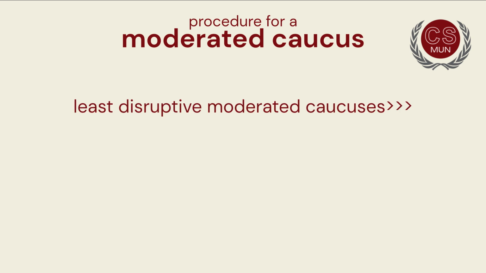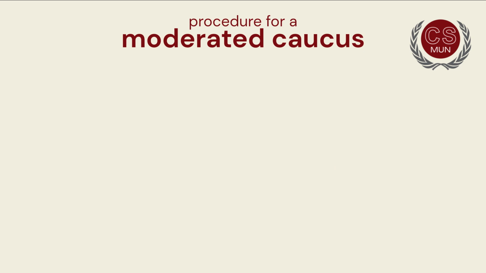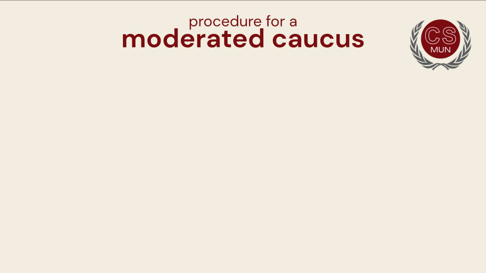While voting on moderated caucuses, the chair will give priority to the least disruptive ones. That is, the ones with the lowest time for each speaker. You might want to pause here and understand how to propose the motion for a moderated caucus before moving on. Great. Now we know how to propose a moderated caucus. But what do you say in your moderated caucus? Don't worry, I've got you covered.